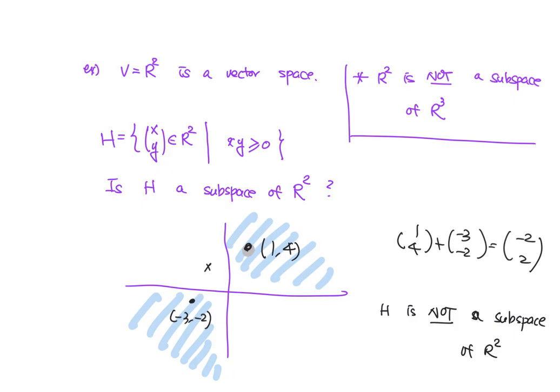So please be careful, okay? You need to consider some extreme situations, okay? And if you have any counterexample for these 10 axioms, then the given set is not a vector space or subspace of some vector space, okay? So please be careful.